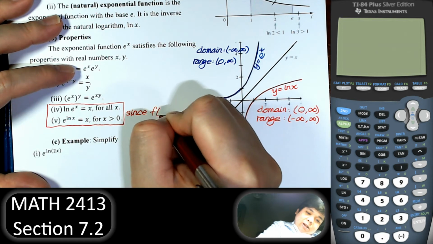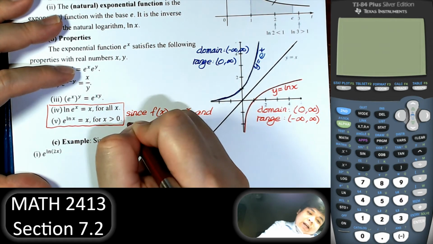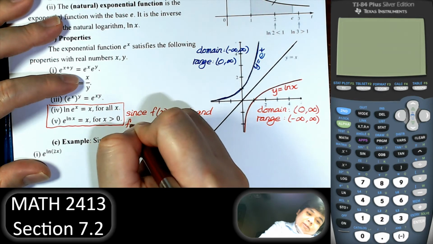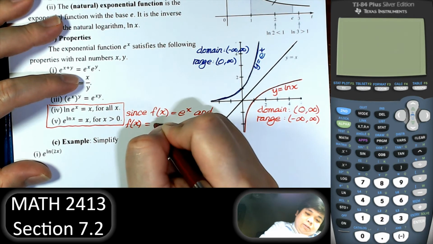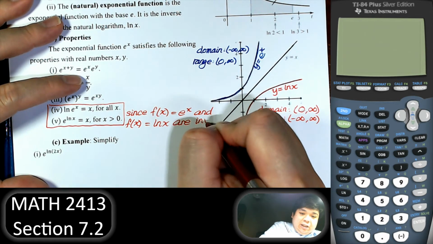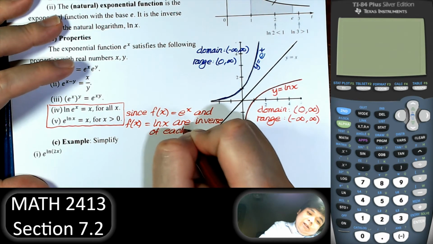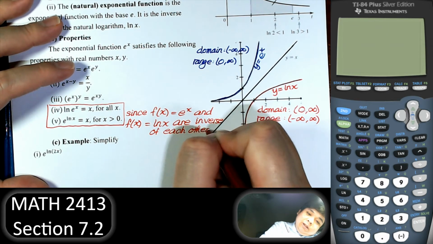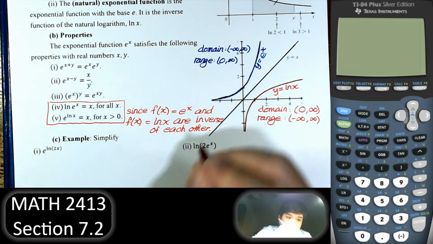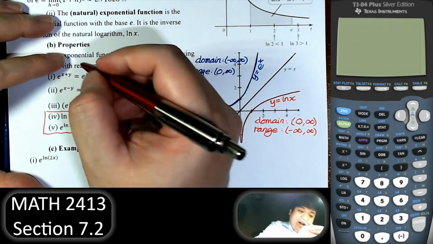Since the exponential function and the natural logarithm are inverse of each other, right? And then we have these properties.